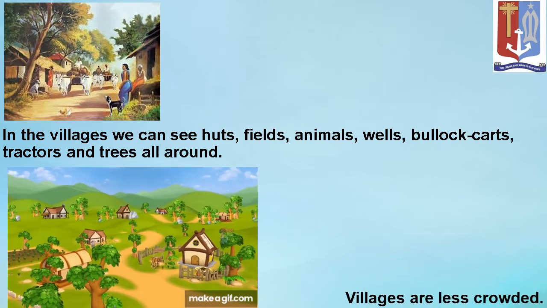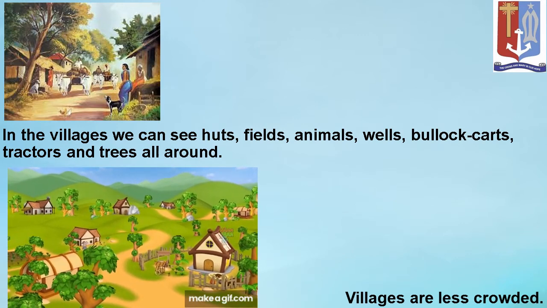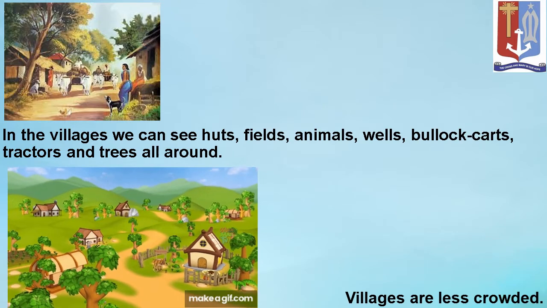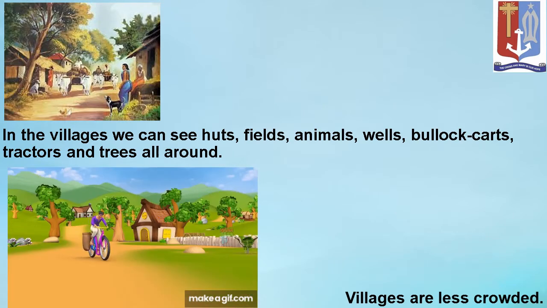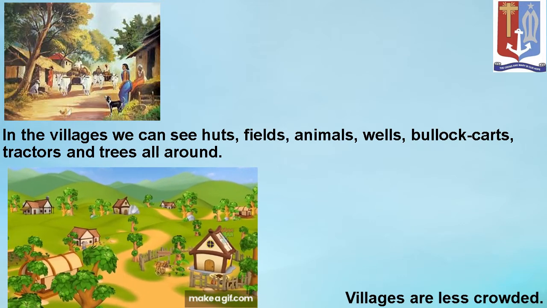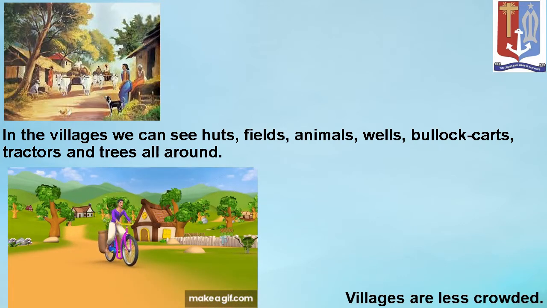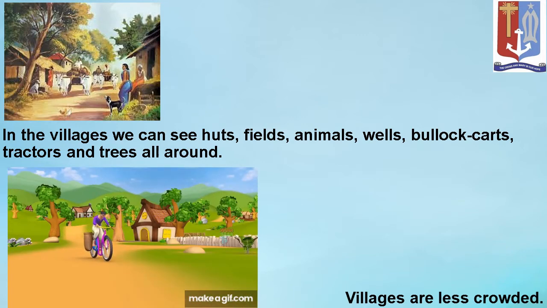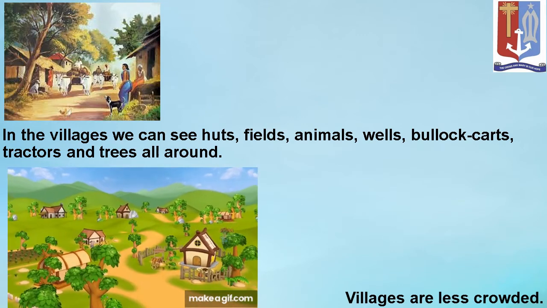Villages are less crowded. So what happens, children? In the city, people go in search of jobs. So it is very crowded. When they move for a job, once they get a job, there is a possibility that they will call their family also there. So it becomes very crowded, whereas villages are less crowded. There are lesser people in villages.